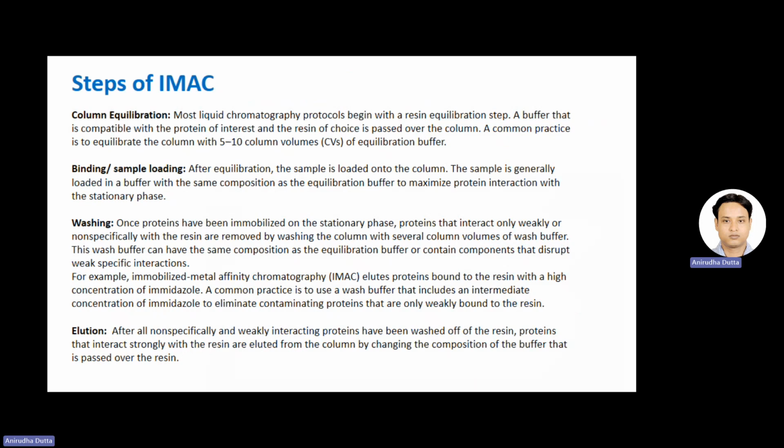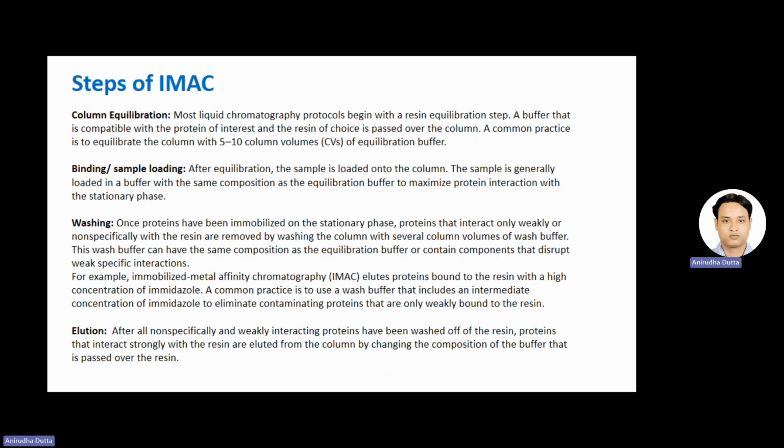So next we are going to discuss the steps of immobilized metal affinity chromatography. The first step that we normally do in IMAC is equilibration of the column. This is not a special step for IMAC. In general we do it for each and every running of the column. So the first step is equilibration of the column.